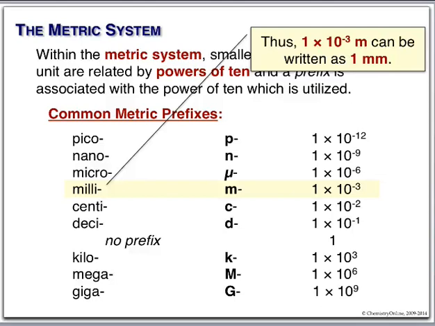If you wanted to do picometer, you would use P for 10 to the minus 12. PM means 10 to the minus 12 meter. And down here, K for kilo. That's a shortcut for 10 to the third. A kilometer is 10 to the third meters. So it's a real nice, compact, shorthand way of doing things.